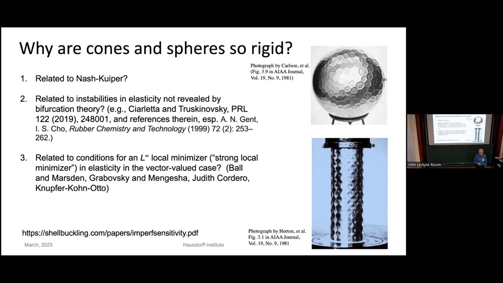The domain has to be of dimension greater than one, and the codomain has to be of dimension greater than one as well. That's the case we don't know. So in elasticity theory, we don't know. There's no condition for a strong local minimum. But strong local minimizers, to me, are the most important subject in material science. That's what material science instabilities are all about. They're all about strong local minimizers. And we have no idea.